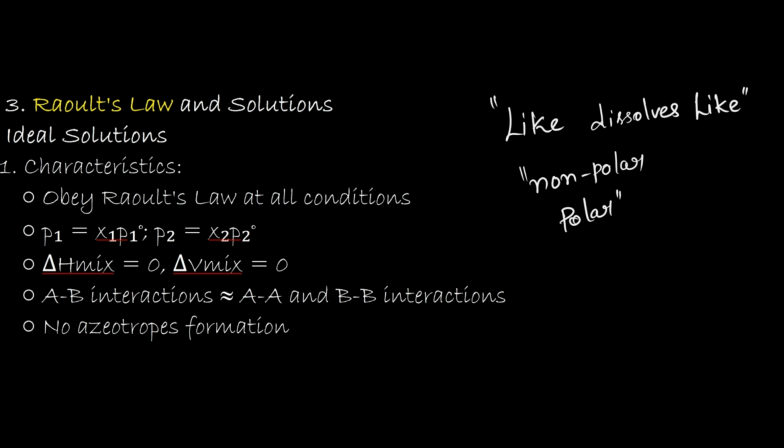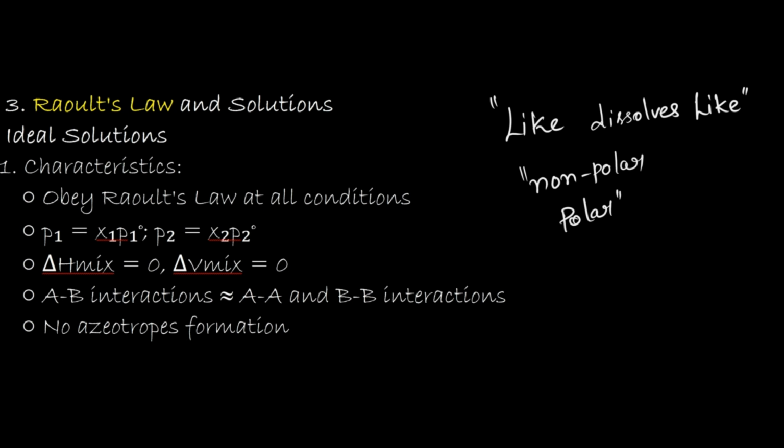Similarly, P2 is equal to chi2 of P2 naught. Here, delta H of mixing is equal to 0. Similarly, delta V of mixing is equal to 0. I said it is much related to an ideal solution. Why is it so? Because if a solution obeys these conditions, then that is called an ideal solution.